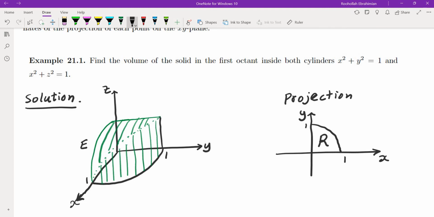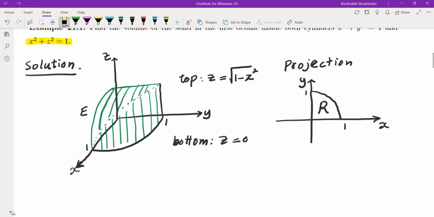Now looking at this region, do we have a top for the solid? Well, we do have a top for the solid. The top is z equals, so we'll have to evaluate z from the cylinder. This cylinder is the top. So the top is z equals root 1 minus x squared. And the bottom is z equals 0, and the projection onto the xy plane is a quarter of a circle, like a quarter of a disk, if I were to be a little bit more precise. So this is our region.